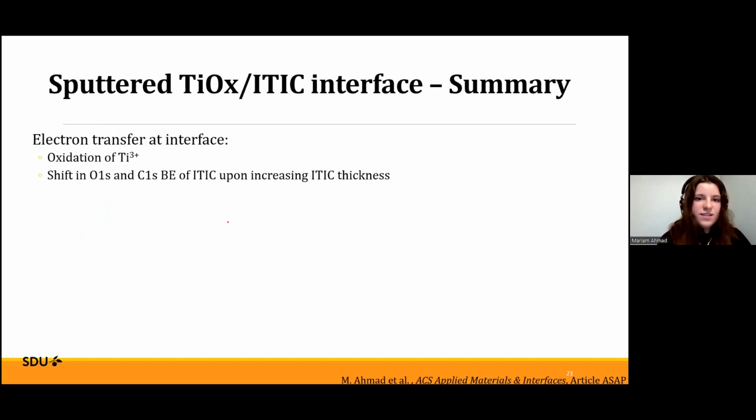So, summary of the titanium oxide ITIC interface based on the core levels and valence band spectra. What we see is that the deposition of ITIC does result in an oxidation of the titanium 3+ species in the titanium oxide, and also that when we increase the thickness of ITIC on the titanium oxide, the oxygen 1s and carbon 1s peaks for ITIC shift towards higher binding energies. These two things combined indicate electron transfer at the interface between ITIC and titanium oxide.